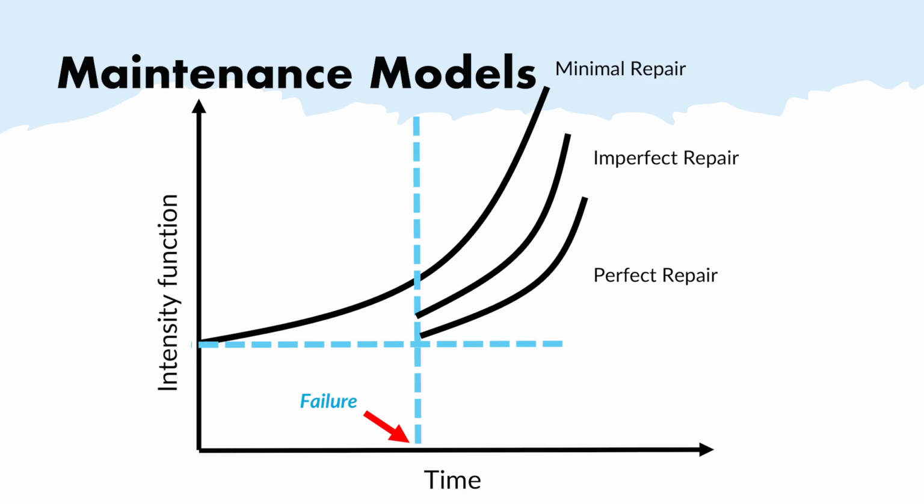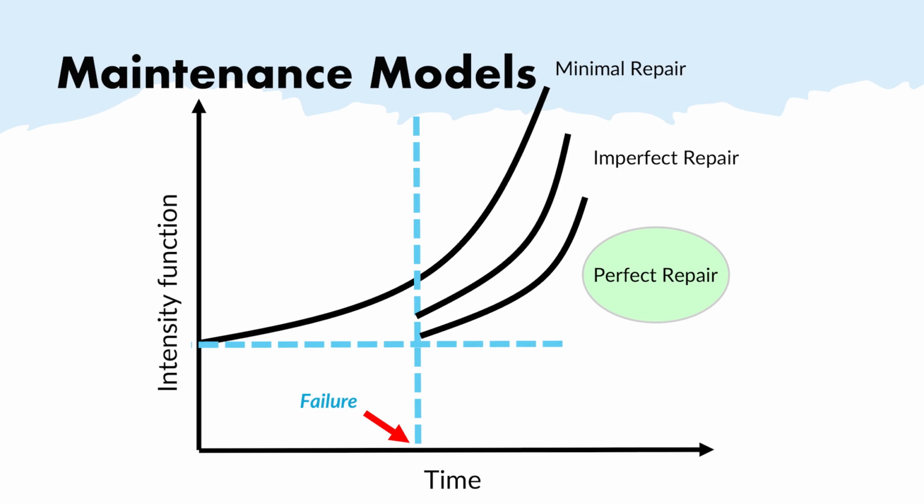There are three possible cases of repairs. The first one is the perfect repair, or as good as new. This means that I have my intensity function, which may be deteriorating or improving or constant. And when the perfect repair occurs, it puts the system back to its original state at the beginning of the operation of the system. So this is the perfect scenario, the scenario where we all wanted to live.